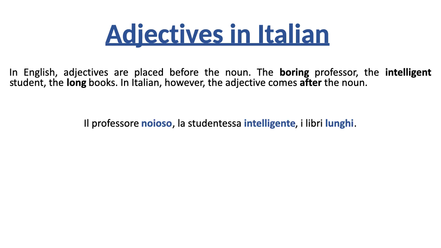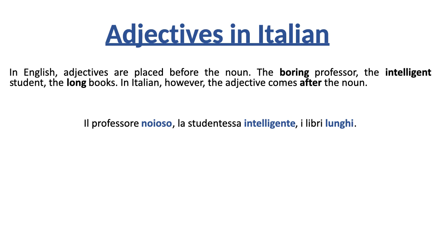So you don't say the boring professor, you say il professore noioso. Noioso means boring, and notice it's coming after professore. You don't say the intelligent student, you say la studentessa intelligente. Again, intelligente is coming after studentessa. You don't say the long books, you say i libri lunghi. Okay? So that is the first important rule we need to remember. Adjectives come after the nouns in Italian, right?